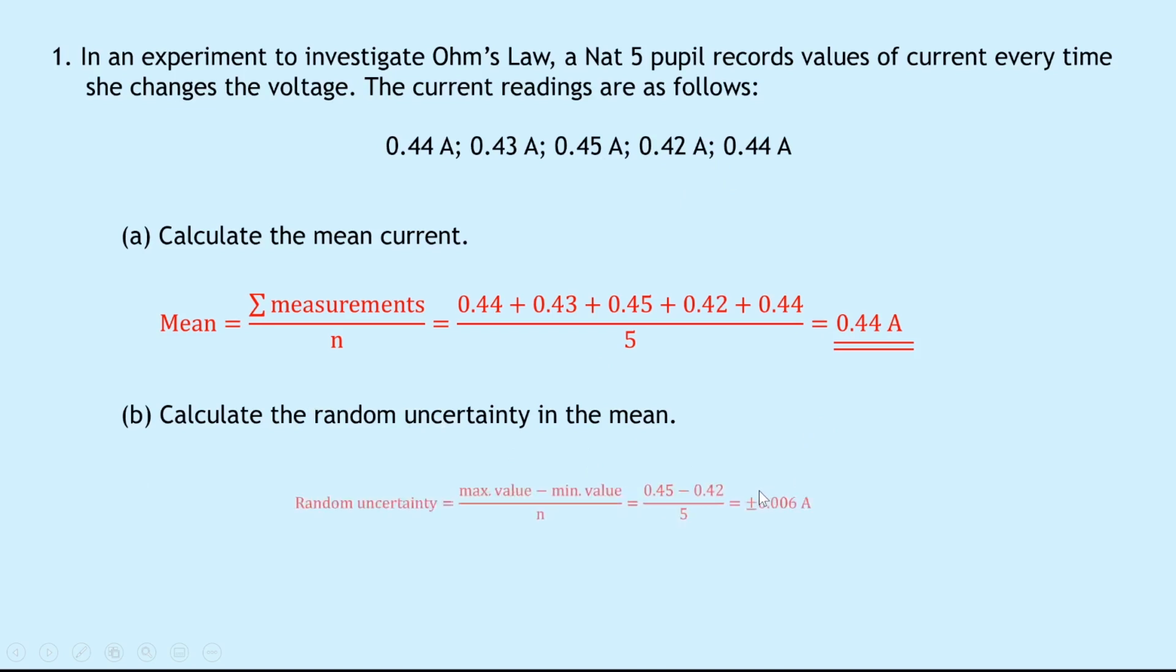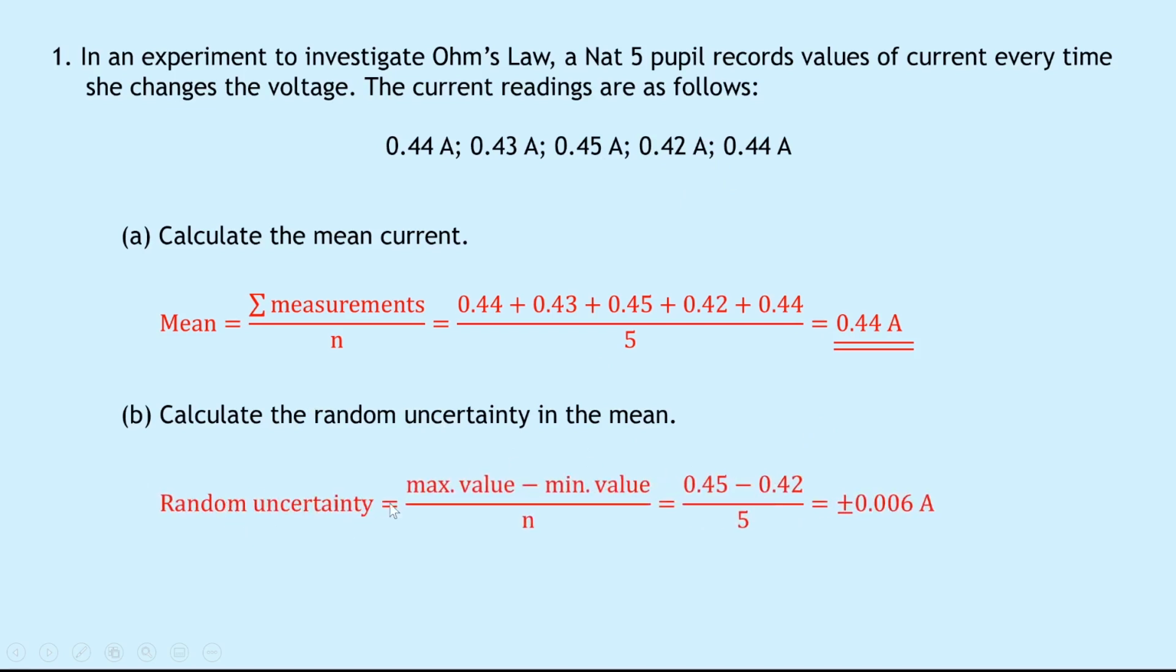So remember, to do this, we've got the random uncertainty is equal to the maximum value minus the minimum value divided by the number of measurements. So our biggest value here is the 0.45, take away the smallest value there, which is 0.42, divided by 5. This gives us plus or minus 0.006 amps. And remember, we want to state our random uncertainties to 1 or 2 significant figures. In this case, we've got 1 significant figure at the 6.